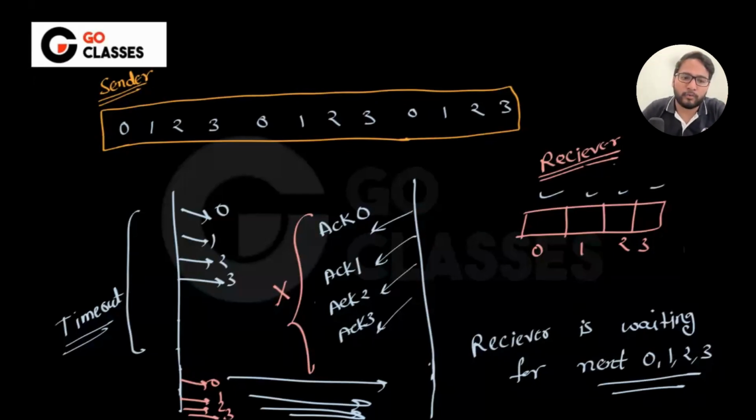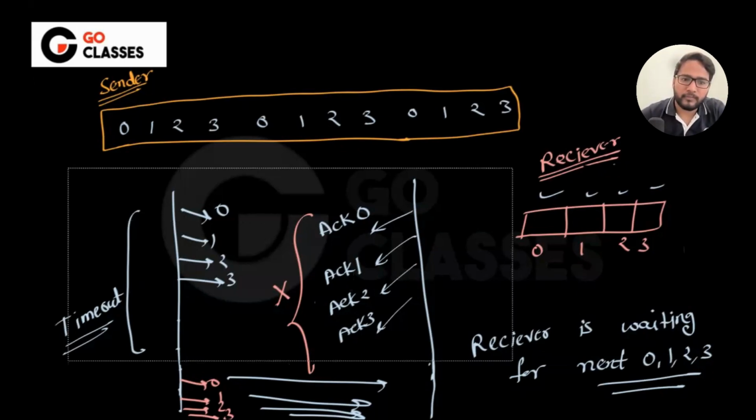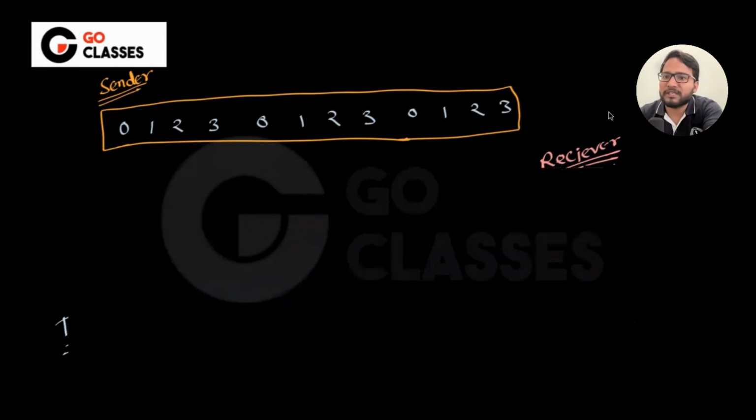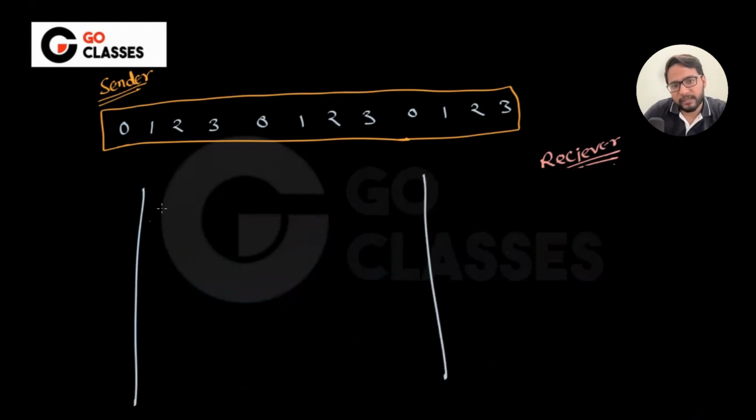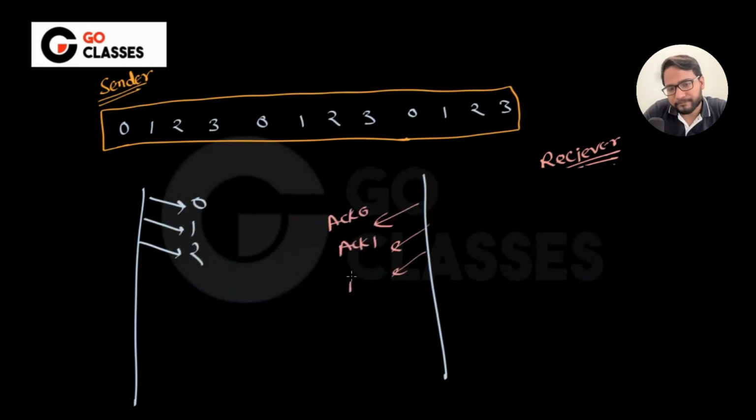Let me just explain one more time, with a different example. Suppose here all ACKs are lost. Okay, just assume that all ACKs are lost. Now suppose you are sending 0, 1, 2. It will be ACK 0, ACK 1, I mean, the receiver will be sending the ACKs, right? Now suppose all ACKs are lost. I'm considering a case where all ACKs are lost.